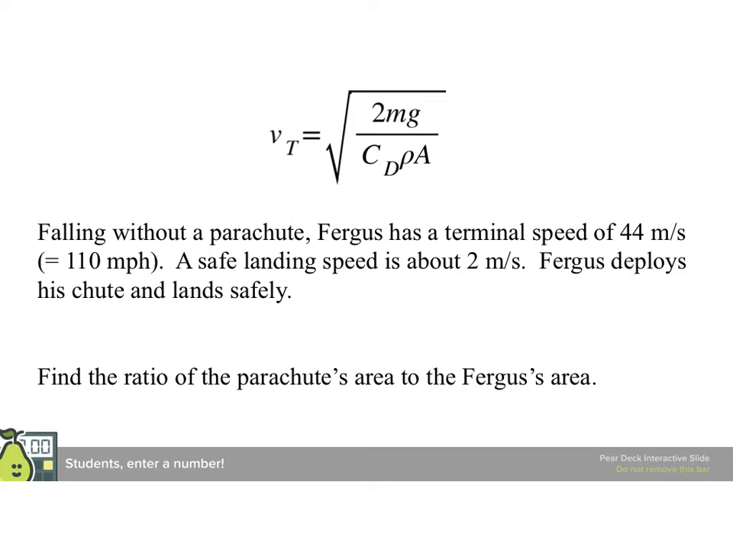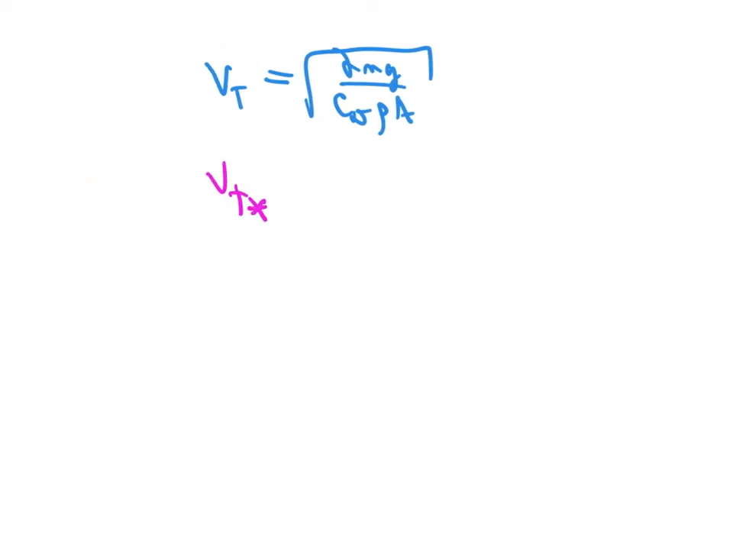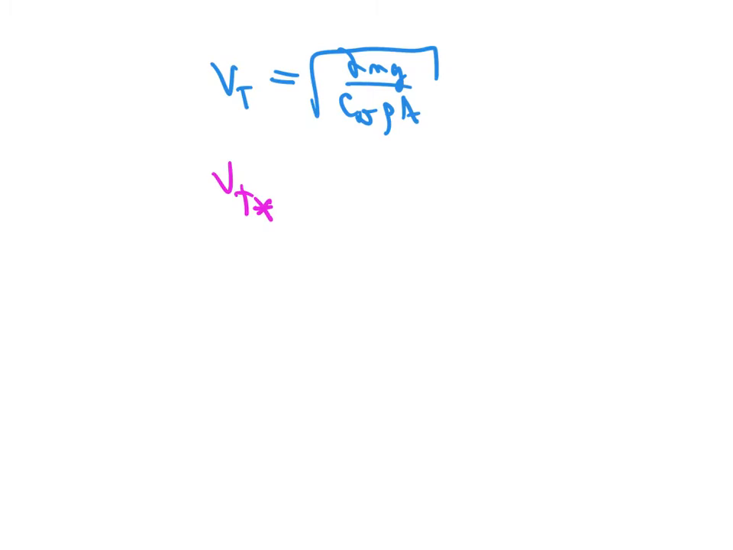Well, we could take the ratio of their speeds. So we could take, I'm going to switch to the screen, the terminal speed at the start, which remember was the square root of 2mg over C_D rho A. And Fergus then has, after the chute deploys, I'll put a little star here, the square root of 2mg over C_D rho, but now A star, the new area.